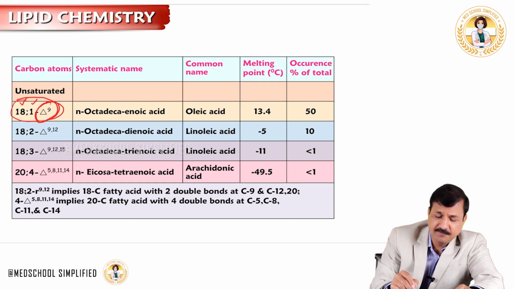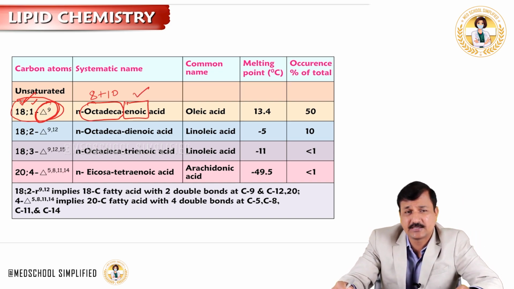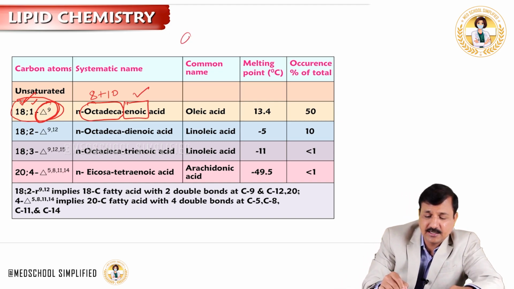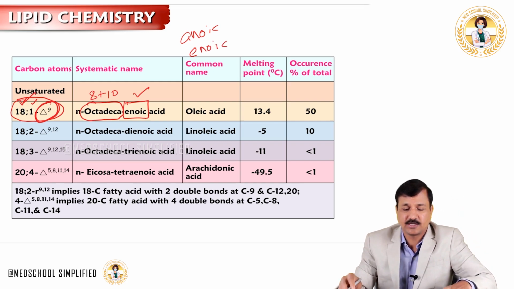So, what is the systematic name? It is octadeca. Octa means 8, deca means 10. So, 8 plus 10 is 18. That's 18 carbon. And enoic acid: any fatty acid that has a double bond, we name it as enoic acid. No double bond means it is written as anoic acid. If there is a double bond, we write it as enoic acid. That's the difference there. Make sure you know that.